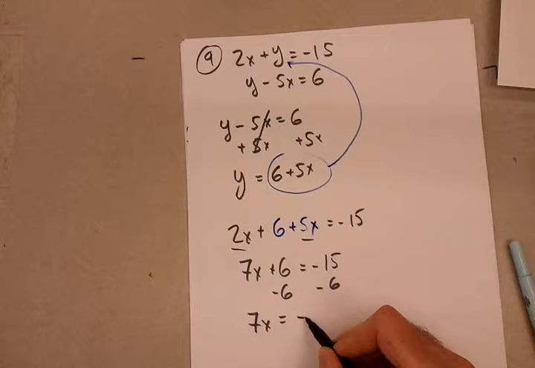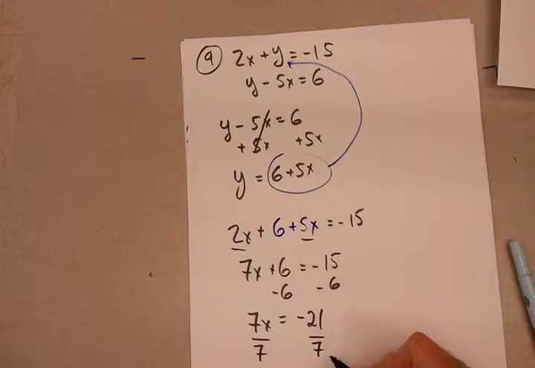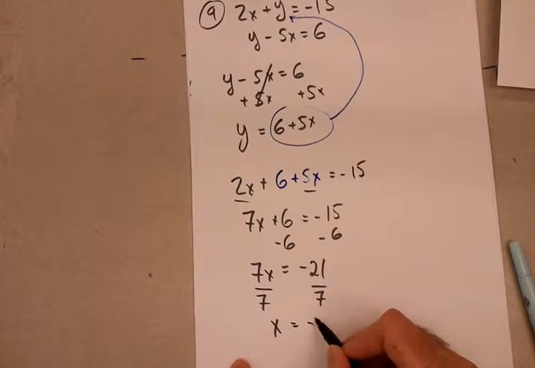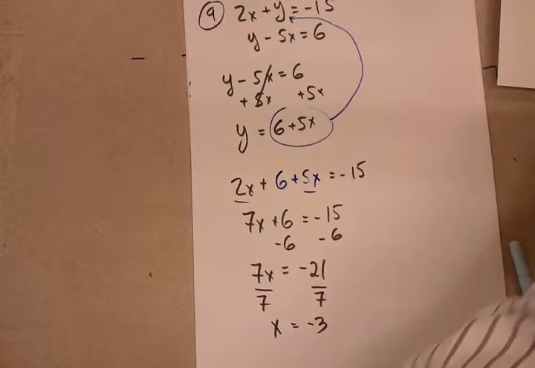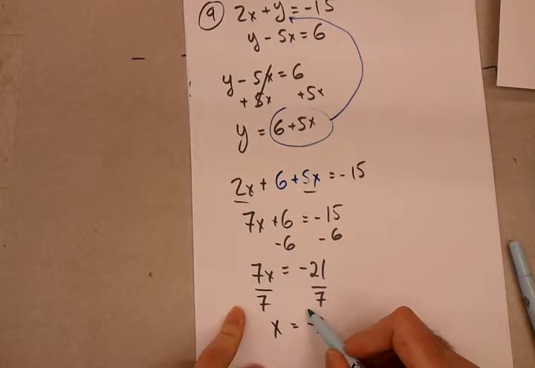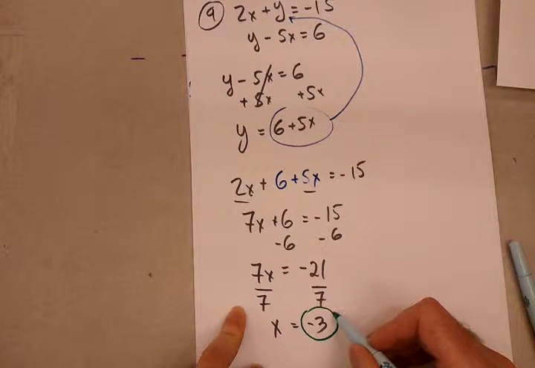That's going to be -21. I'm going to divide both sides by 7, and x is equal to -3. So now that I have that, I'm going to take this x, or the solution to this x, and substitute it into either of the two original equations.